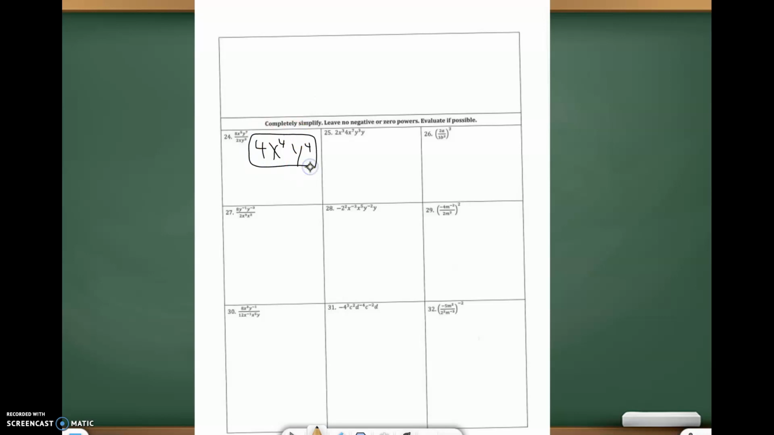Okay. All right, the next one, remember 2 and 4 are what we call coefficients, so we multiply them. That's going to be 8. And we have an x3, x7. So 7 and 3 would be x to the 10th. Okay, then we have a y7 and 1 would be y to the 8th.